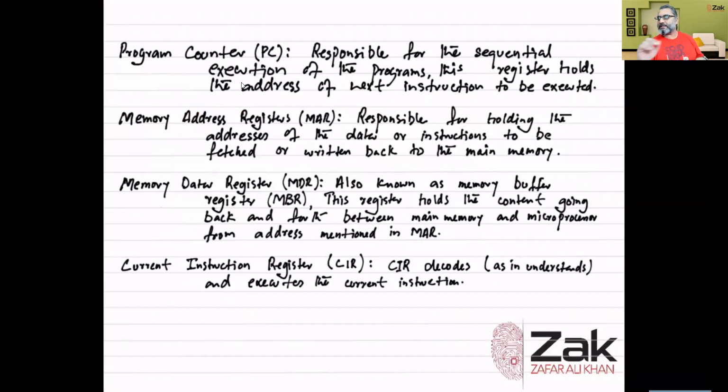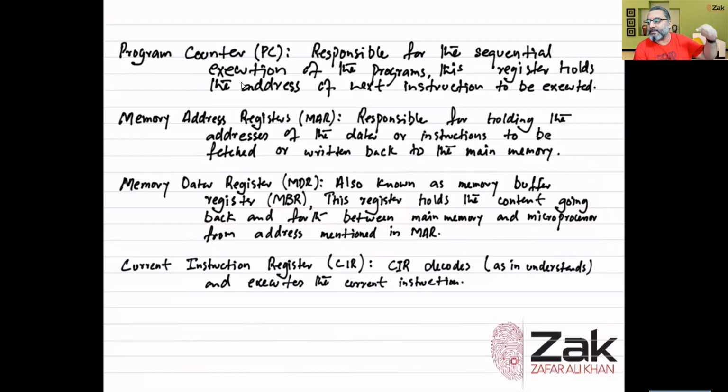All right. Program counter. Responsible for the sequential execution of the program. This register holds the address of the next instruction. This is very important. So it stores the address of the next instruction to be read from the memory. Memory address register, responsible for holding the address of the data or instruction to be fetched and written back to the memory.